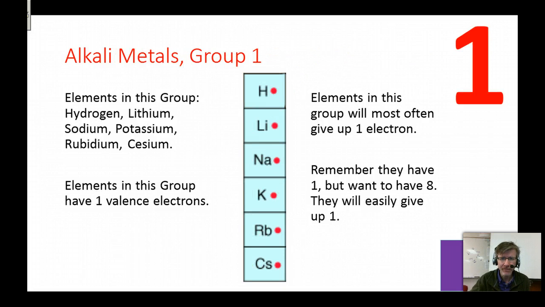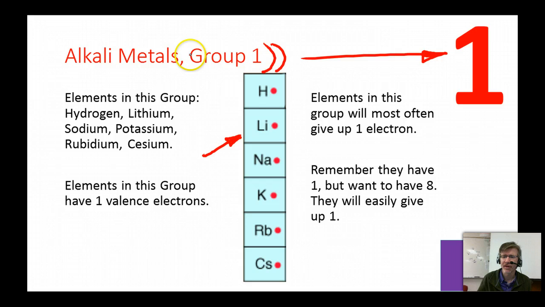All right, alkali metals, group 1. Elements in this group include hydrogen, lithium, sodium, potassium, rubidium, and cesium. I'm reading from top to bottom. Elements in this group have one valence electron. One. You draw one dot around them for electron dot notation. They have one, they don't want to grab 7 electrons. They'll just give up that one, and they'll do it pretty easily.